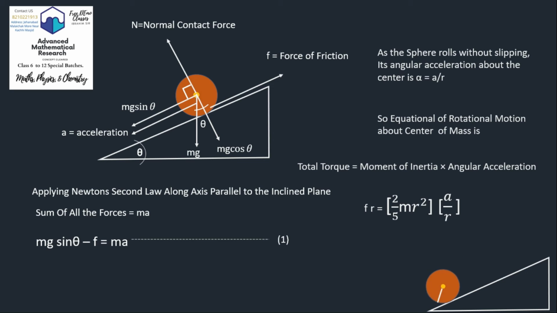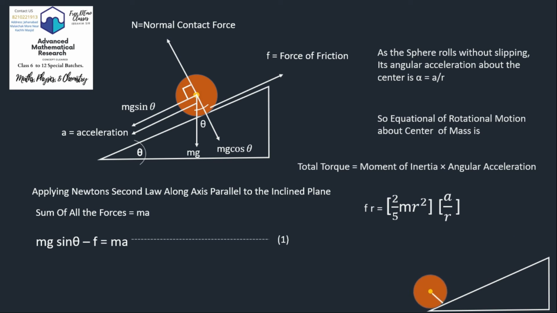Now the torque will be produced only by the force of friction. Why? Because the force of friction is not crossing through the center of mass, and we know that the force of friction is at a perpendicular distance r from the center of mass. So what will be the torque? Torque must be equal to r cross f.